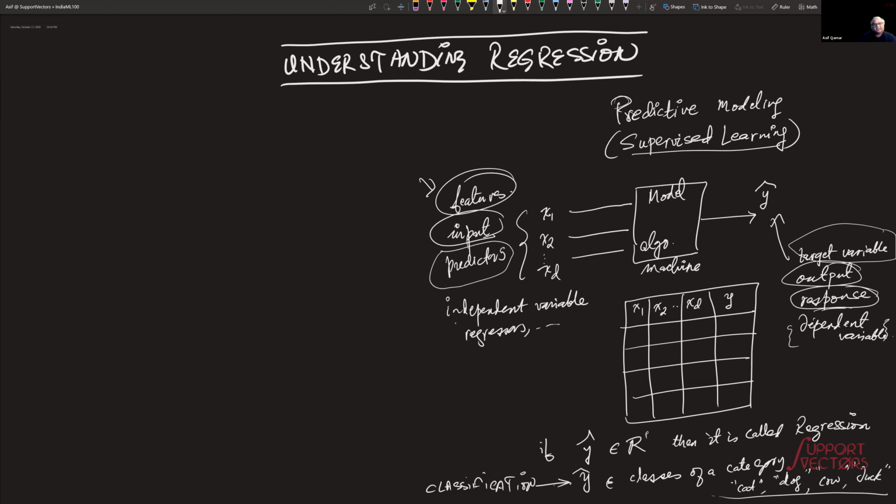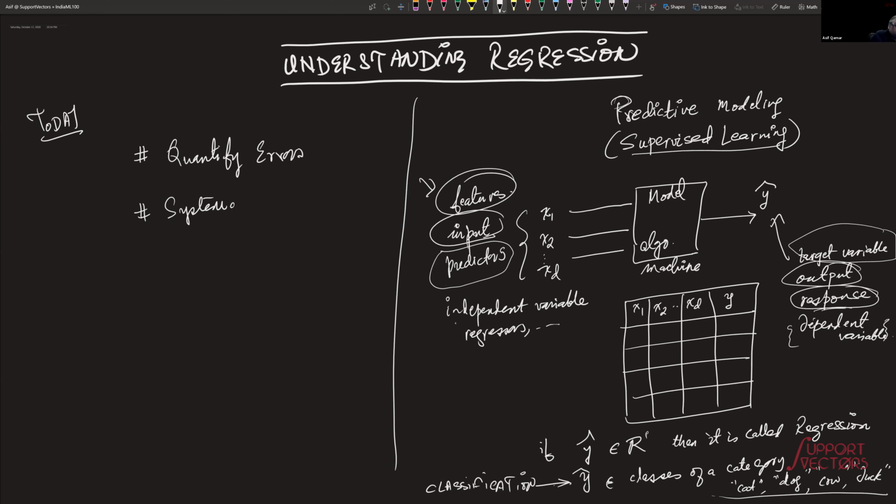So that is that. So this is a review of what we have done so far. What we are going to do, let me set the scope for today. Today, we are going to learn about these two things: quantify errors and a systematic way to learn from errors. Learn from errors and reduce them.